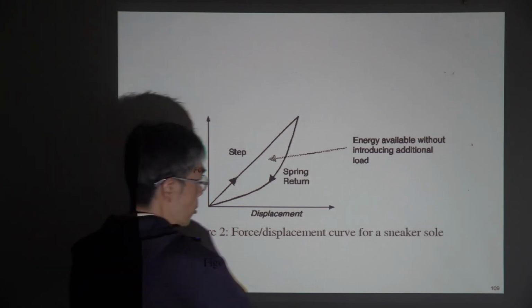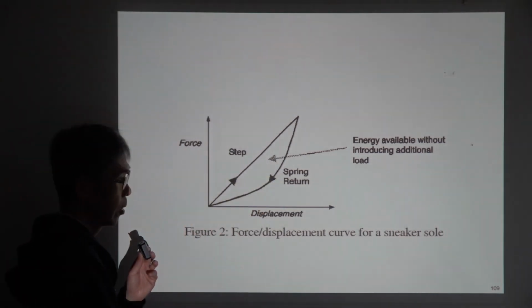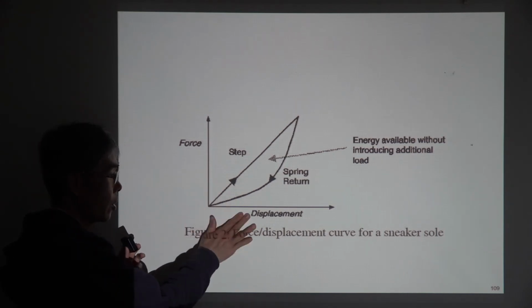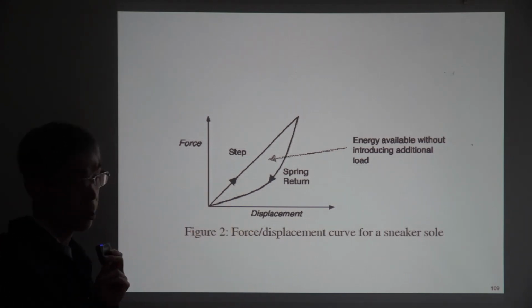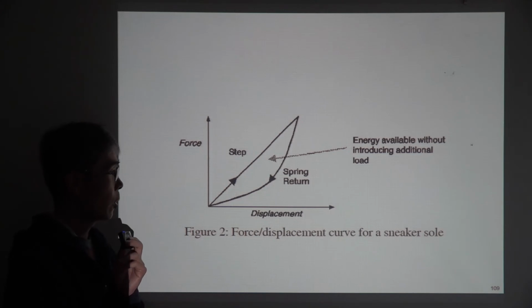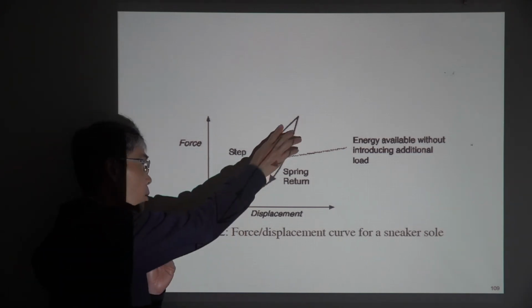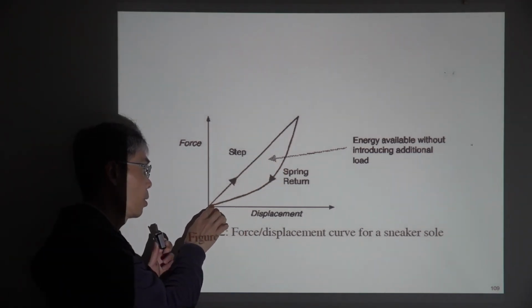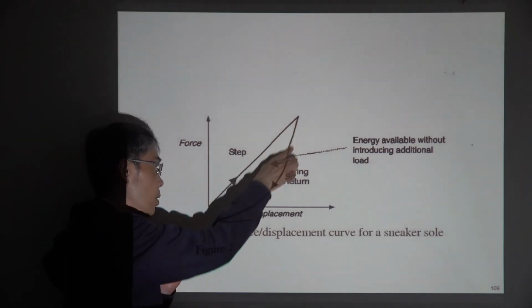And for a sneaker sole, we could have these FD characteristics, which is good. So in this way, we could harvest the energy enclosed by this straight line and this arc.